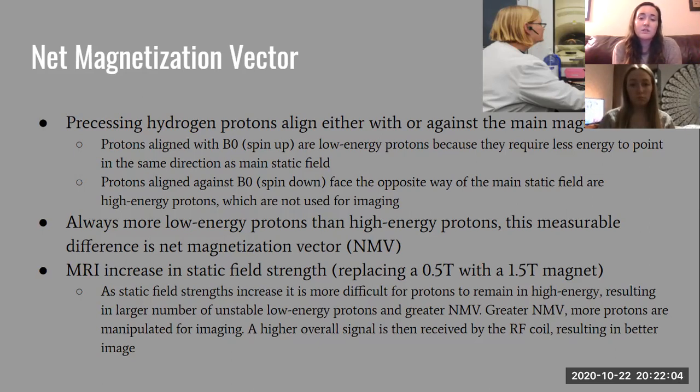This measurable difference is the net magnetization vector, or NMV. Consider an increase in static field strength, replacing a 0.5 Tesla with a 1.5 Tesla magnet. As static field strengths increase, it is more difficult for protons to remain in high energy, resulting in a larger number of unstable, low-energy protons and greater NMV. A greater NMV means more protons are manipulated for imaging. A higher overall signal is then received by the RF coil, and this results in a better image.